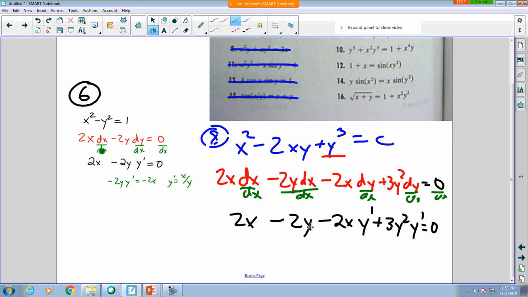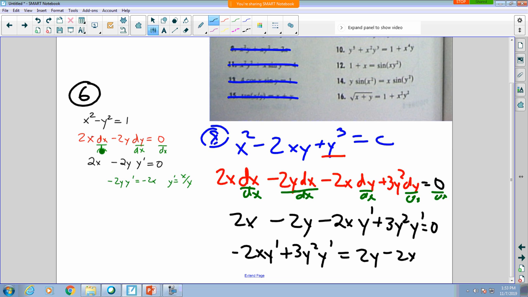We're going to have to move the 2y and the 2x to the other side. And I would probably do it this way. 2x y prime would be left. 3y squared y prime would be left. And I can see that if I write 2y minus 2x, I'm moving the two of them over.